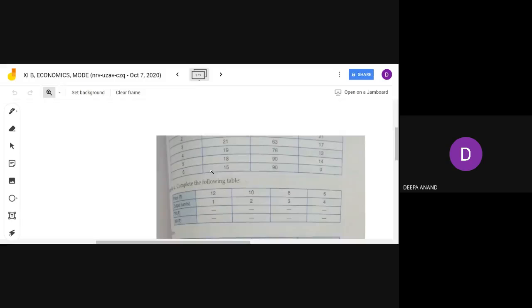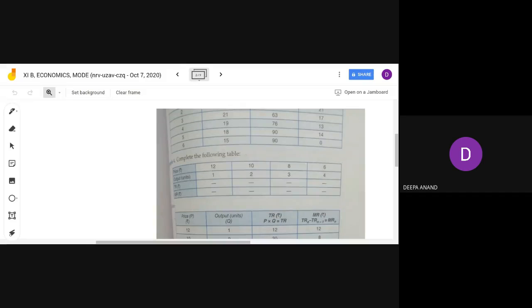Okay, this is the fourth one. We will start with that. This is the missing figure one. We will start with the simple one first. This is the missing figure. This also you can do still.